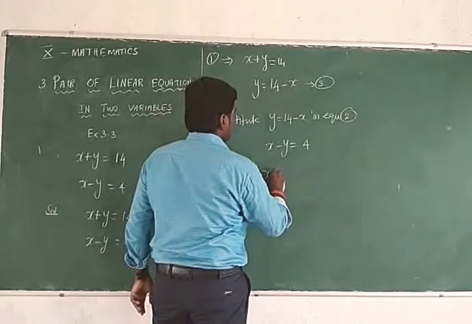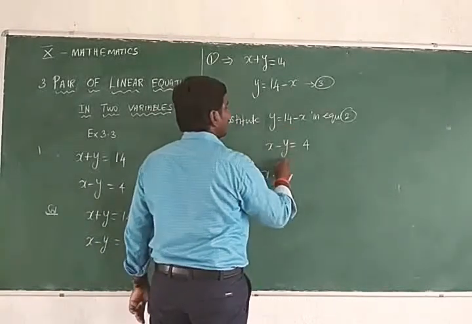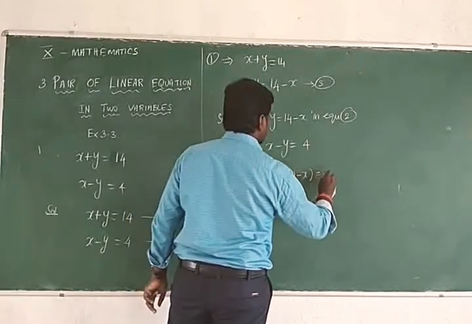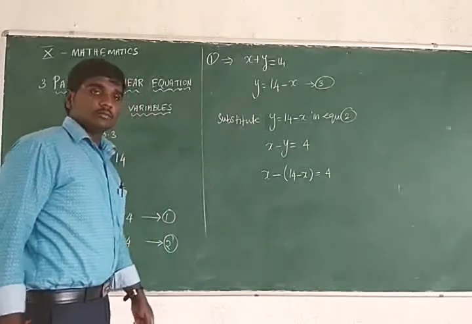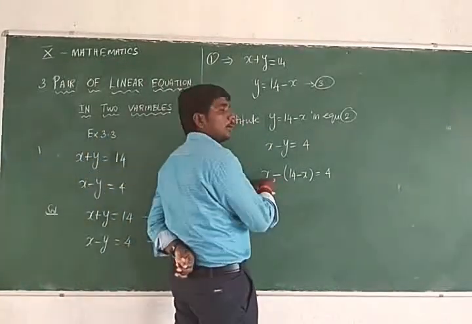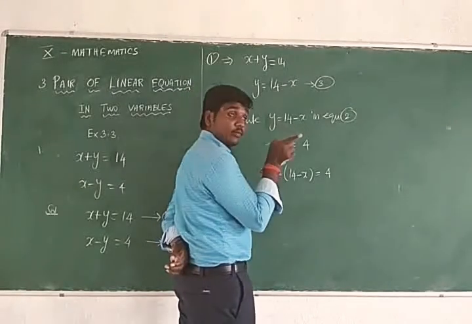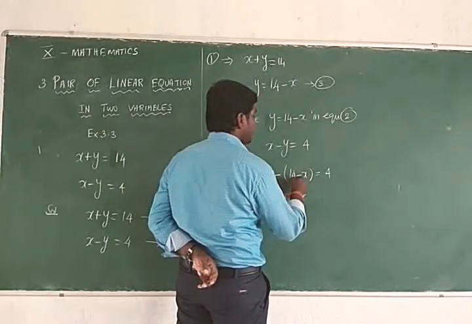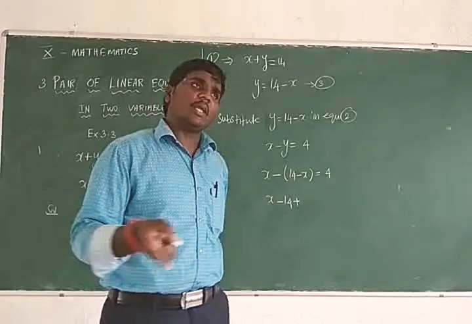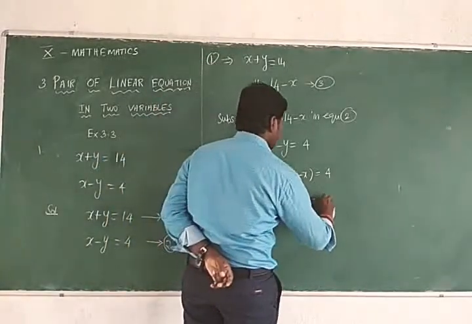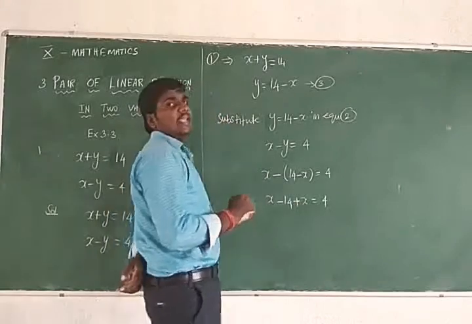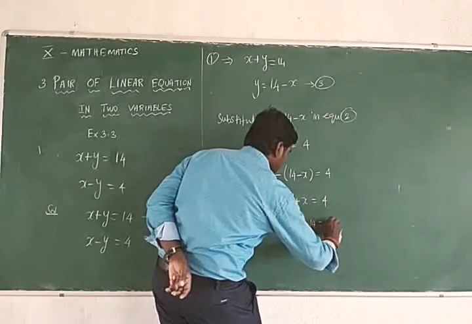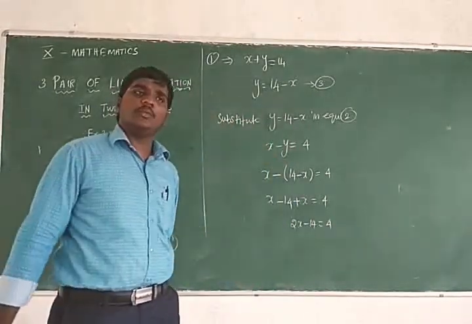Now x minus y, the minus is already in the equation. Now substitute the y value, 14 minus x, is equal to 4. Here you assume minus 1 is there. Minus into plus is minus 14. Minus into minus is plus, because the bracket means multiplication. So plus x is equal to 4. Now x plus x, both are like terms, so we can add: 2x. Minus 14 is equal to 4. So 2x minus 14 is equal to 4.